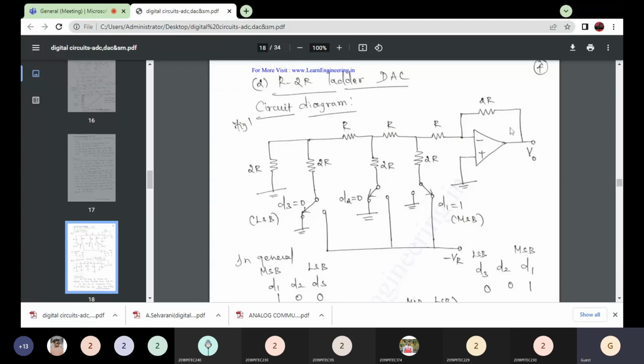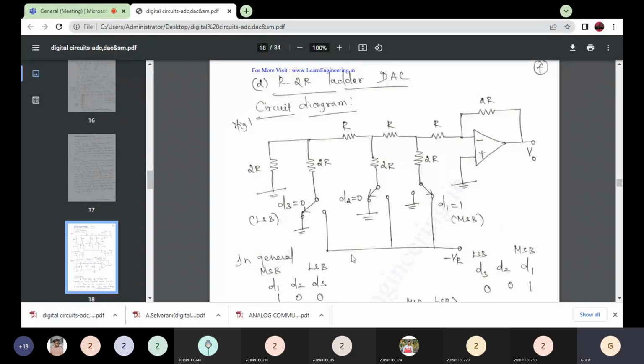We have an op-amp and the R-2R ladder network. The switch connection is similar to the first one. The right position means it is connected to minus VR, and here also we use the single pole double throw switch. The left position means it is connected to ground. Here we consider the binary word 1 0 0.